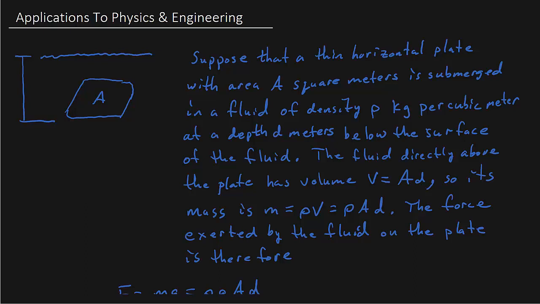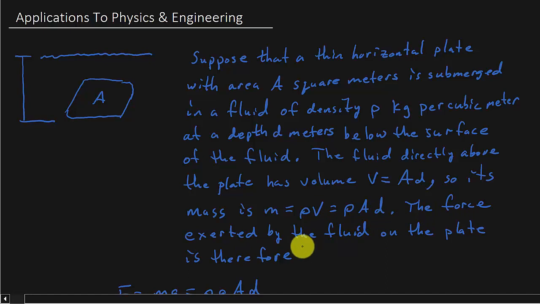hydrostatic pressure and force. It says, suppose that a thin horizontal plate with area A square meters is submerged in a fluid of density rho kilograms per cubic meter (this is not a P, it's rho) at a depth d meters below the surface of the fluid. The fluid directly above the plate has volume A times d, where A is the area. So its mass, and d is the distance, so its mass is m equals rho times V, which equals rho times A times d.